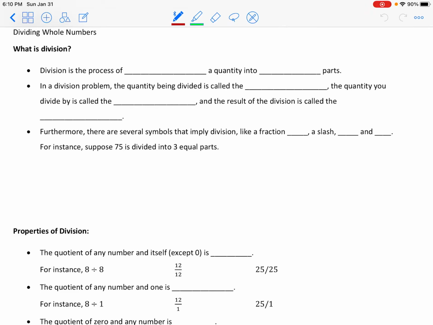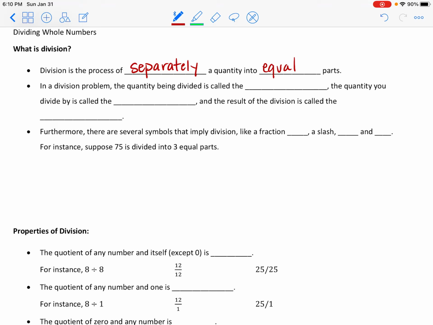Division is basically the process of taking a quantity and splitting it into equal parts. So we're separating or splitting, whatever word you prefer, a quantity into equal parts. In a division problem, you start with the whole amount, and let's say you want to divide it up into 3 equal parts.